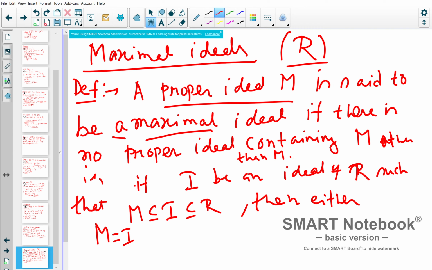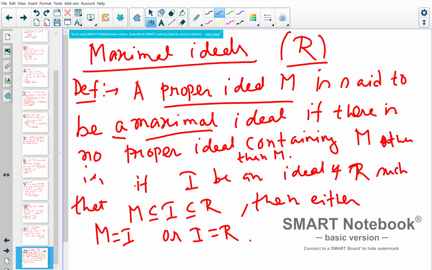Okay. So either M equal to I or I equal to R. This is the possibility. So the only thing that contains M is either M or R. But R cannot be a proper ideal, R is the full ring, right? So the only proper ideal which contains M is M itself. Clear? So this is the definition of a maximal ideal, right?